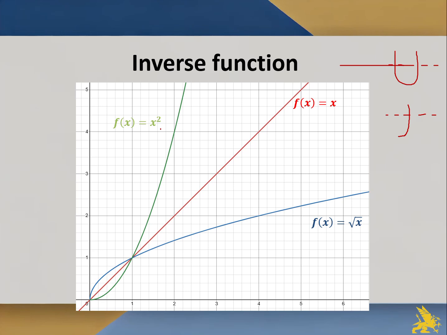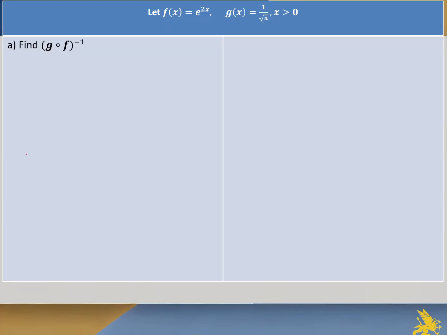The other part that I've done is, what we can see here is, with the inverse and the function, it is always going to intersect each other on the y equals x line. So be mindful of that. So let's look at this question.